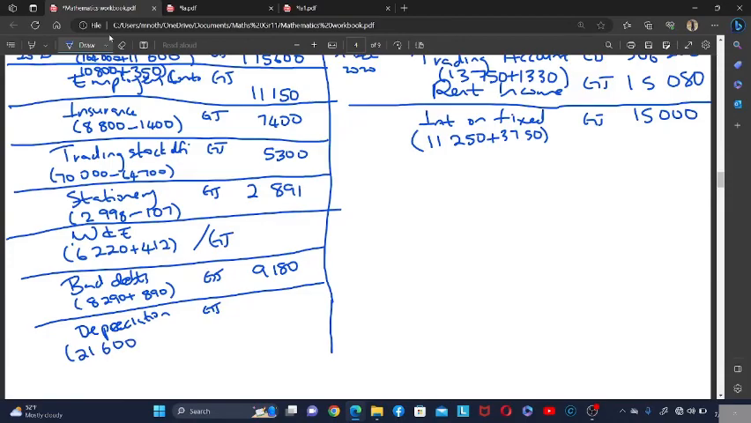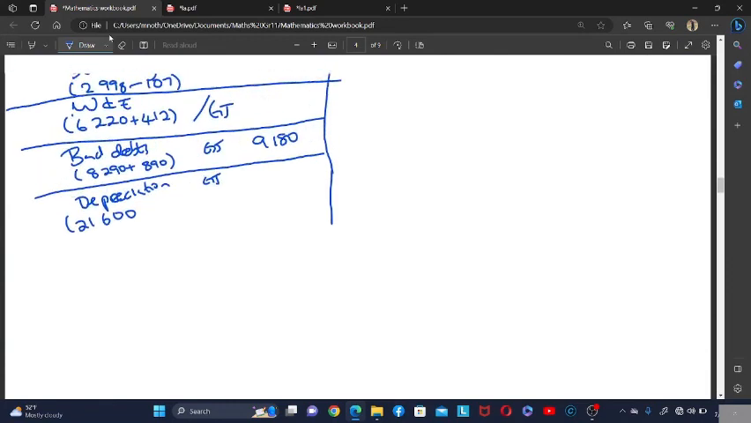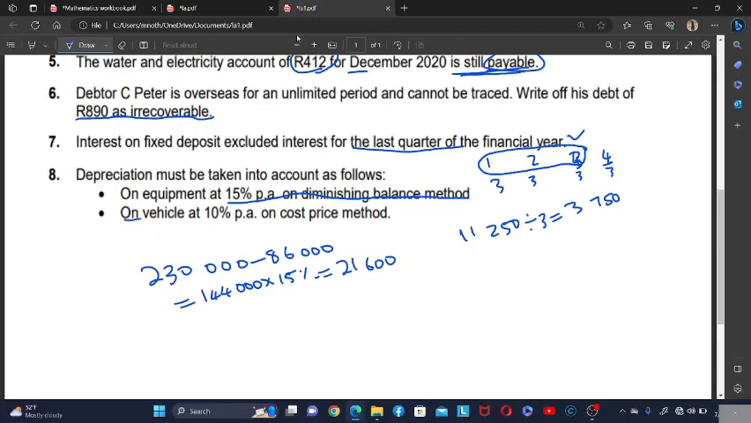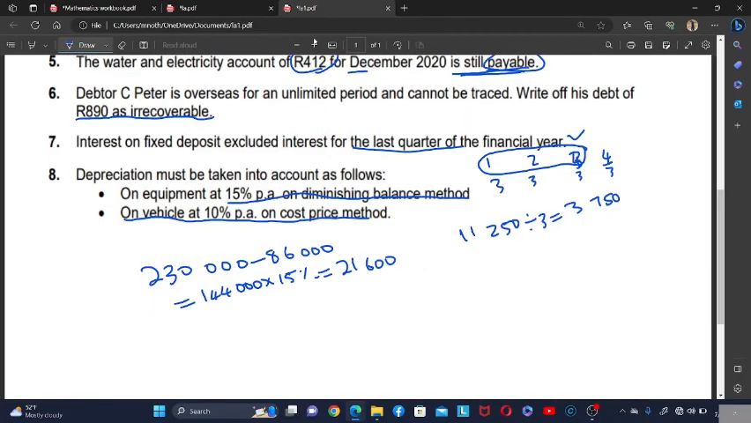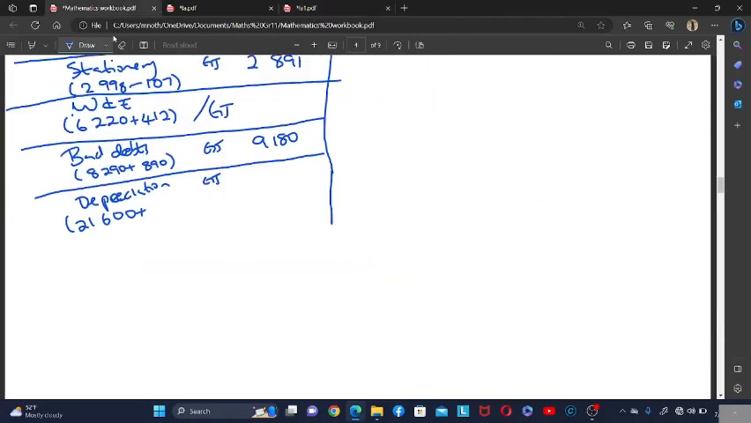Okay, plus, on vehicle, it is 10% per annum on cost, meaning that you take the cost price and multiply it by the percentage. So 140,000 times 10%, which is going to give us 14,000. So this is going to give us 35,600.